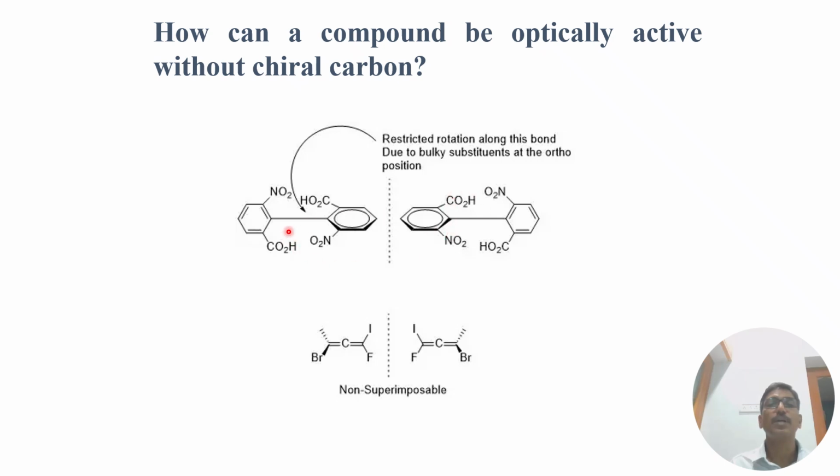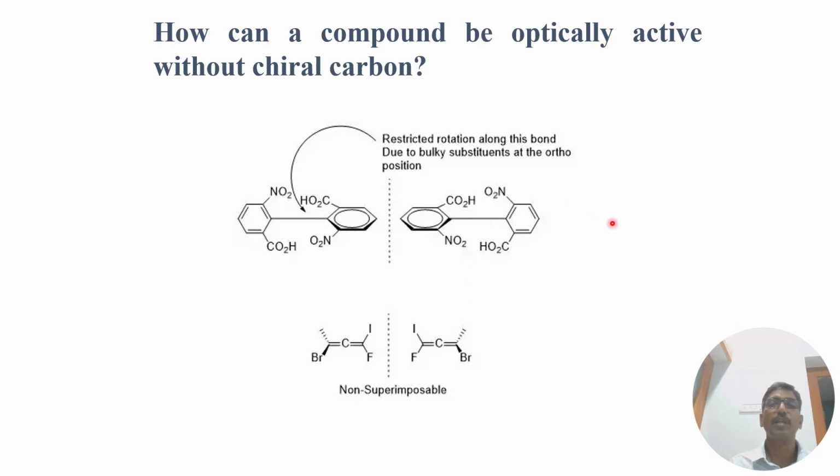If you see these two molecules, biphenyls which have substitution in the ortho position, they have restricted rotation. These two molecules display optical activity. That's because of the restricted rotation. They are found to be mirror images. Similarly, there is another example, allenes. Allenes too display optical activity. They are not superimposable. At the same time, they are mirror images. So now one has to understand what could be the criteria for a molecule to display optical activity.